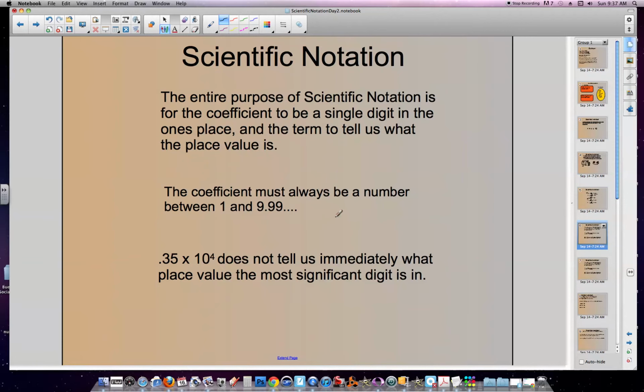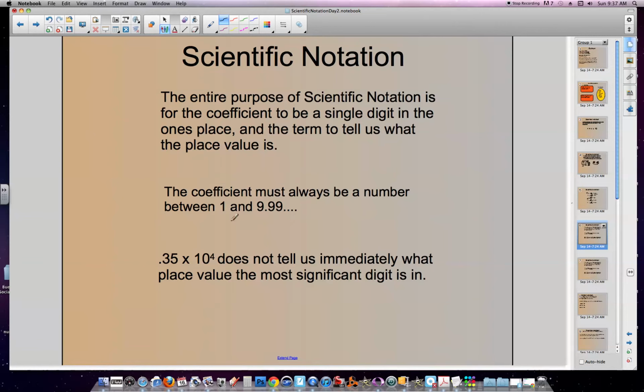In general, in scientific notation, the purpose is for the coefficient to be a single digit in the ones place. Now there can be decimals behind it, but it has to have a single digit in the ones place. And then the term tells us the place value. In order for that to work, the coefficient must always be a number between 1 and 9.99999.